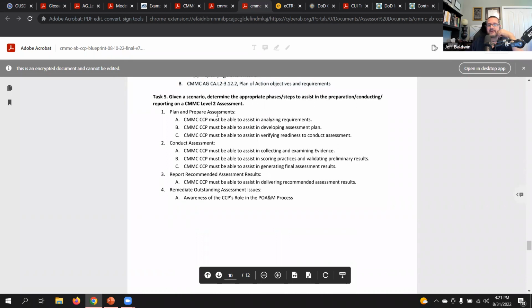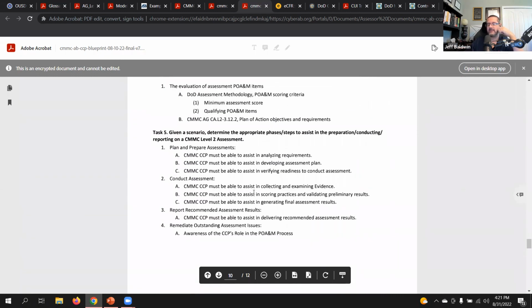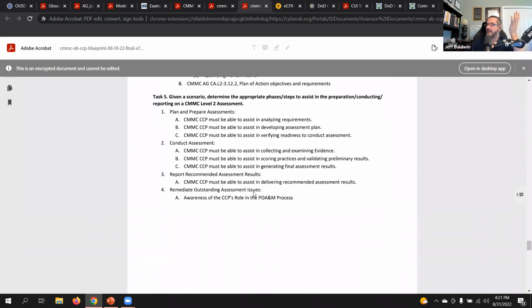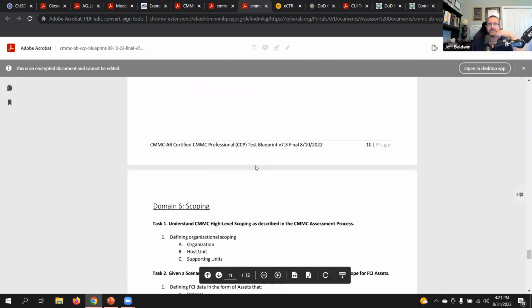Given a scenario, determine the appropriate phase step to assist when reporting. So plan and report assessments. This is probably a good summation of what you probably need to know. They are essentially assisting on all the phases and steps. That's going to be a hard one just because it's not a final document and there's been versions of the CAP, and the exam probably is not based on the most recent CAP that's been released. So that will be an interesting one to see how those questions play out.